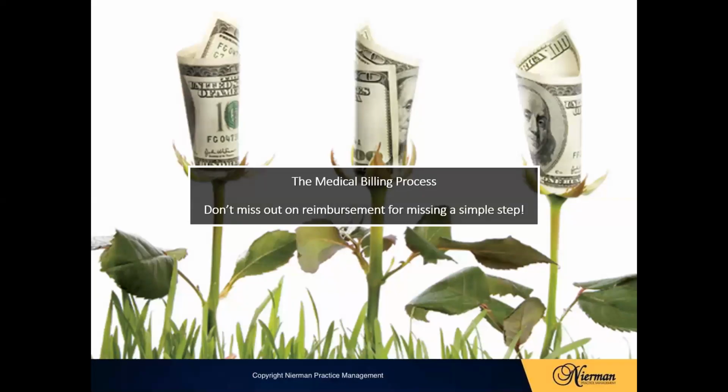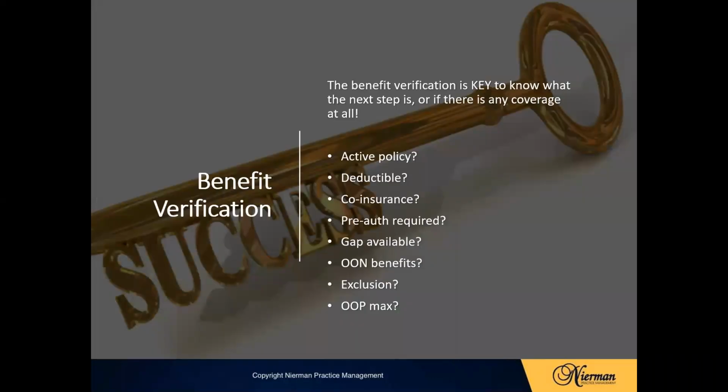So let's go through the medical billing process. We want to make sure that you have all the steps in place. Again, starting with that benefit verification, this is the key information that you'll get. Really, it's to find out if there is any coverage at all, if the policy is active, what the deductible is, and they will tell you what amount has been met, what the co-insurance is. Very important, and again, I ask this many times, is a pre-auth required or pre-certification or pre-anything? A gap exception, if you're out of network.